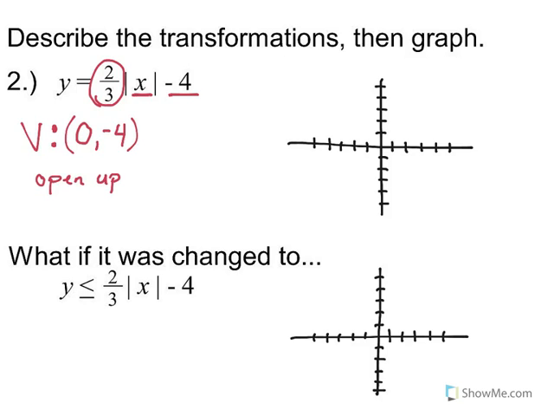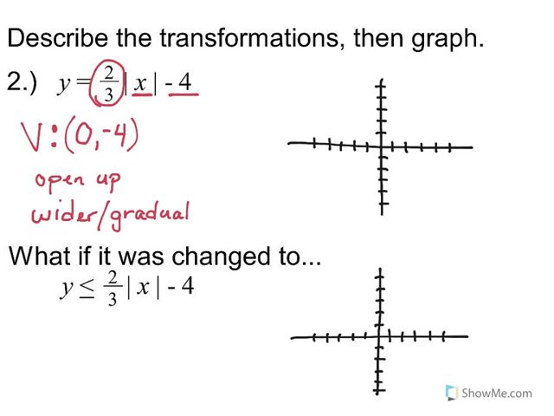And then because it's a fraction, between 0 and 1 specifically, this is going to be a wider or more gradual graph. Okay, so it's going to be flatter than it was before. It's not going to be as steep of a line. Okay, so I'm not shifting sideways at all. I'm shifting down 4 units. I'm opening up, and I am a more gradual or wider graph.